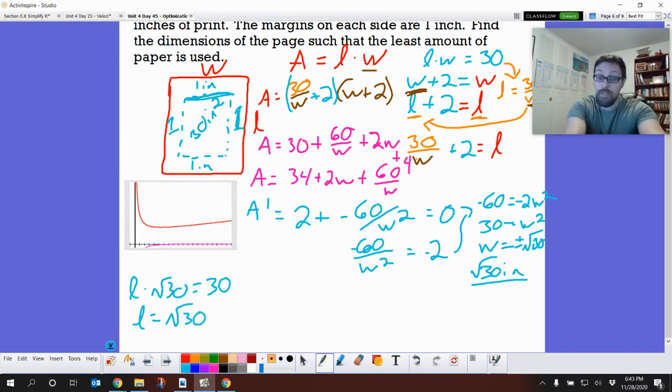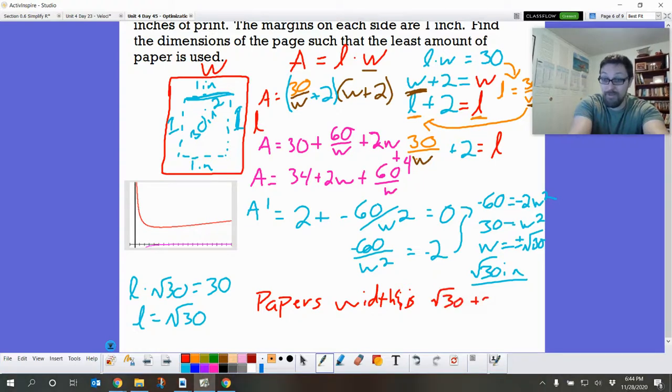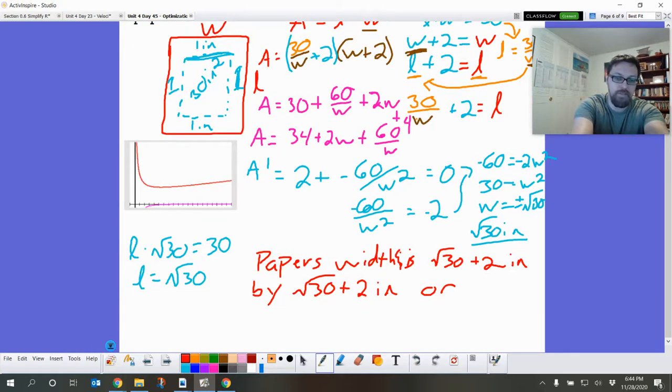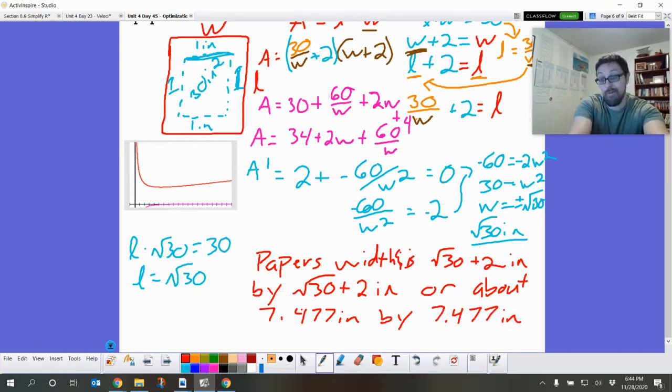But that's not what they were looking for. They wanted the paper's length and width. So the paper's width is the square root of 30 plus 2, because we need to add in a margin, plus 2 inches, by the square root of 30 plus 2 inches. Or they want it in decimals, because it's nice to give both sometimes. About 7.477 inches by 7.477 inches.